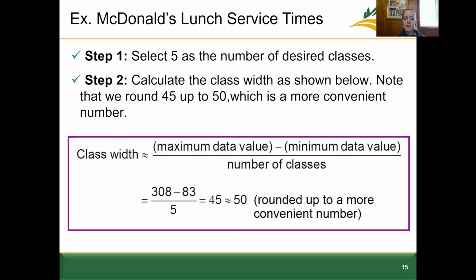Going back here to step 2, we plug in the value for our maximum data value and our minimum data value. The number of classes is 5. We end up with 45, so we're going to round that up to 50 to make it a more convenient number to work with. And that is how we figured out we wanted a class width of 50.